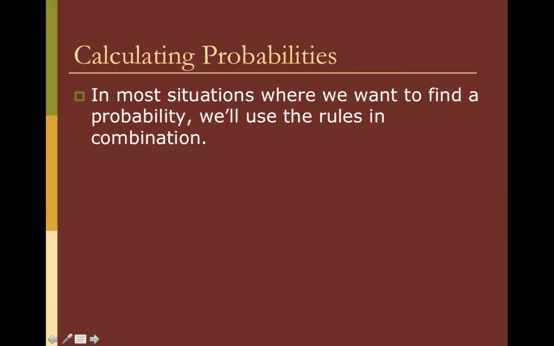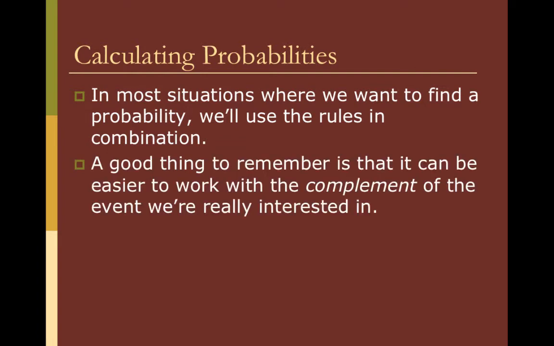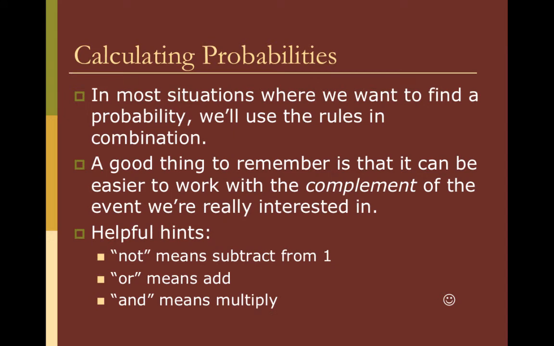Calculating probabilities. In most situations where we want to find a probability, we'll use the rules in combination. A good thing to remember is that it can often be easier to work with the complement of the event that we're really interested in. Helpful hints: the word not means to subtract from 1. So if you see the word not, you're going to want to use the complement. That's where it's indicating that it's going to be easier to use the complement, and you're going to subtract from 1. The word or means that we add, and the word and means that you multiply.